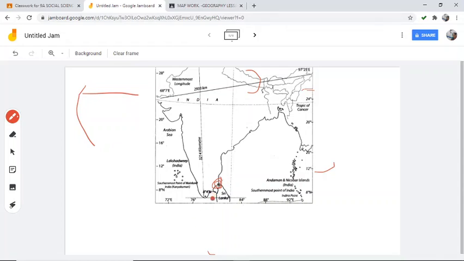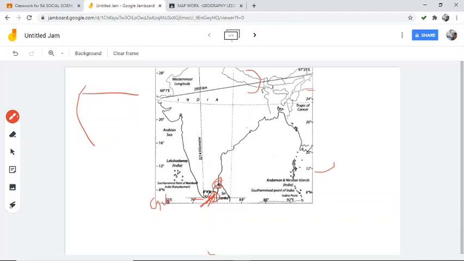In this map it's not much clear. This particular area that I am shading now, the water body here, is called the Gulf of Mannar. The meaning of Gulf is a water body which protrudes towards the land area. So this area is the Gulf of Mannar. When the question asks to mark the area, put an arrow mark here like this and here you can write Gulf of Mannar.